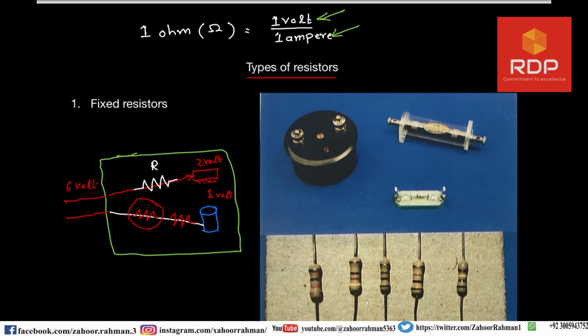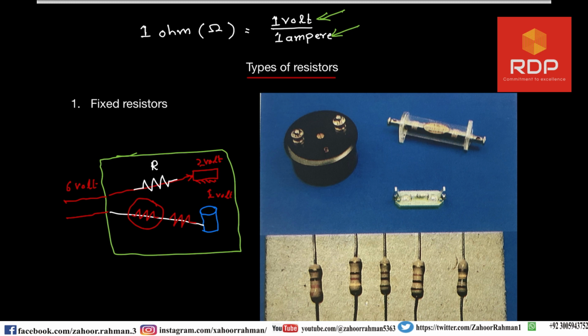There are 2 types of resistors. One is called the fixed resistor and the second one is called the variable resistor. Technically, they are also known as rheostat. The range of resistance for resistors varies from less than 1 ohm to several mega ohms depending on their use.